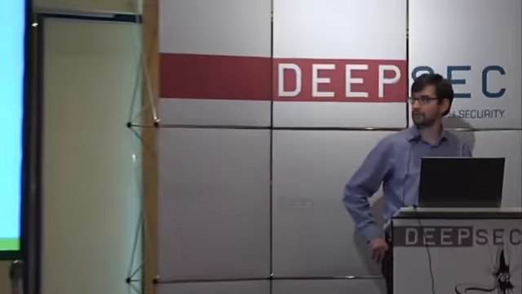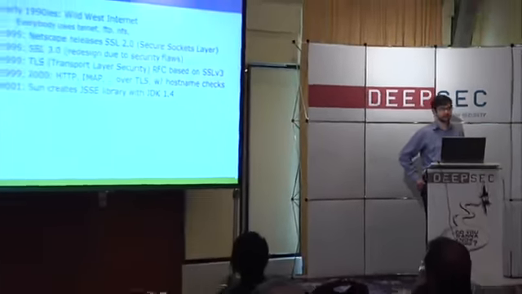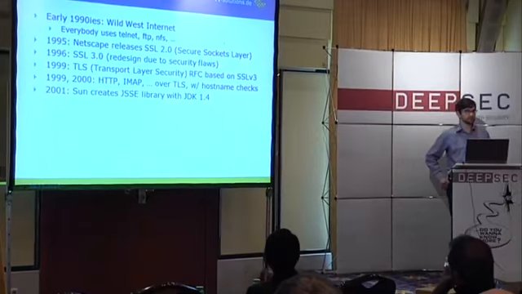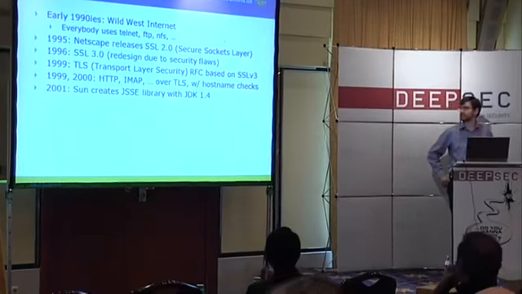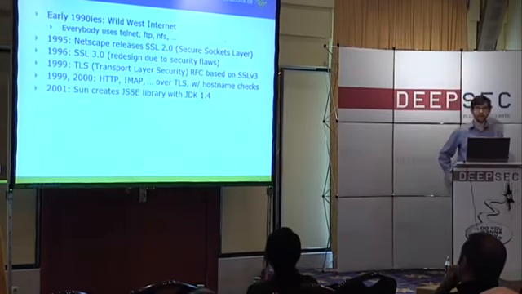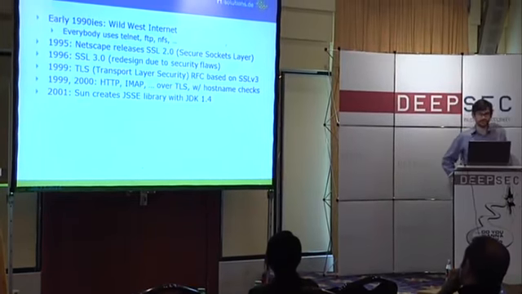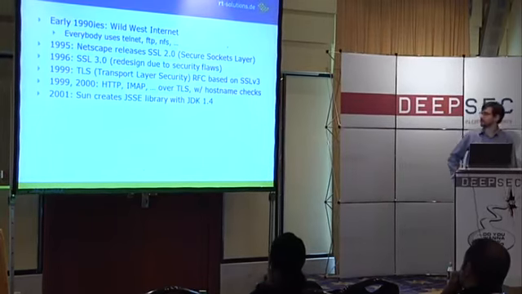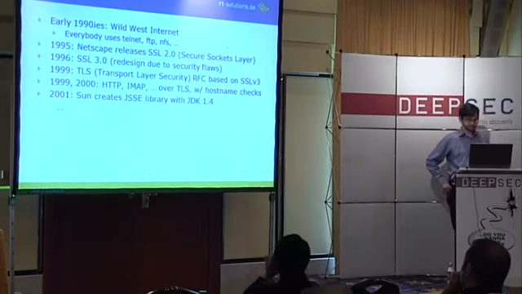In 2001, Sun, which is now owned by Oracle, created a library for the Java software development kit to provide encryption. It was a Java Secure Socket Extension library. It was released with the JDK version 1.4 and was also made available for the earlier versions. And it was basically based on the 99 and 2000 protocols.